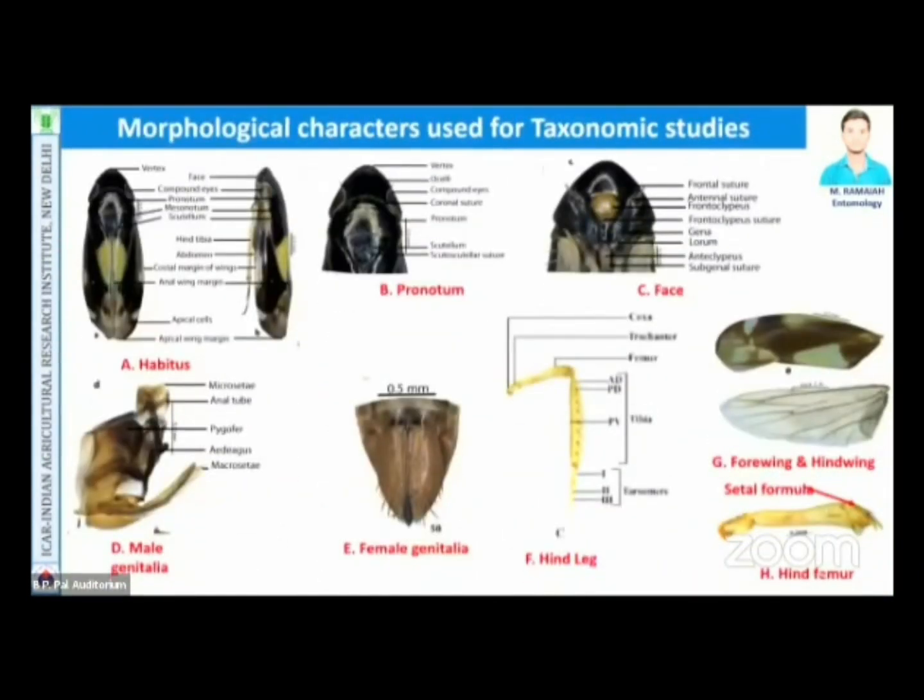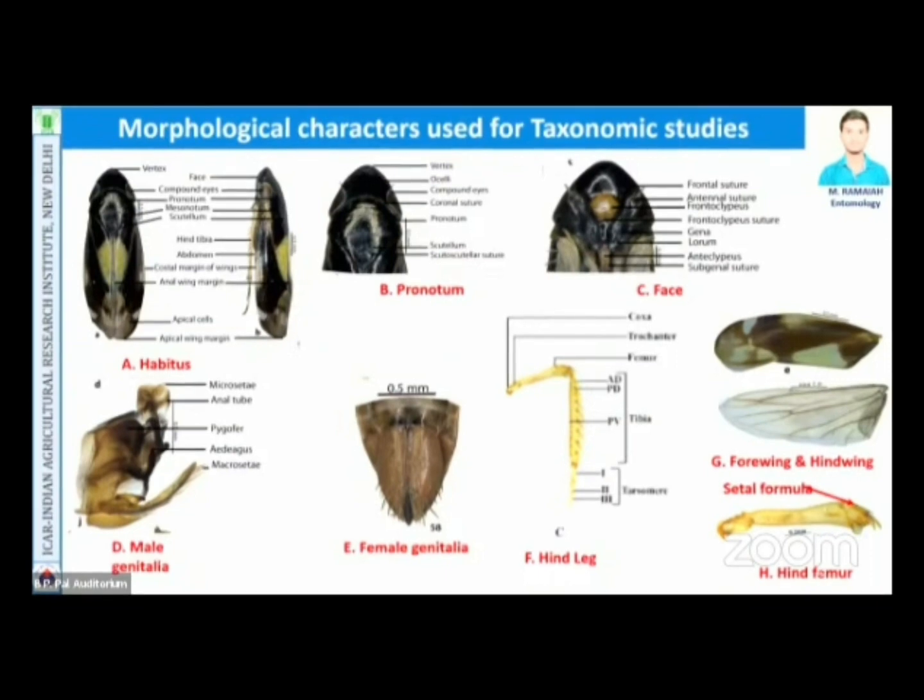So what morphological characteristics did we use for the taxonomic studies? These are the habitats. Like that, the pronotum, face, male genitalia, and female genitalia, we will describe. And in the case of describing a new genus, we will see the leg and wing characters.